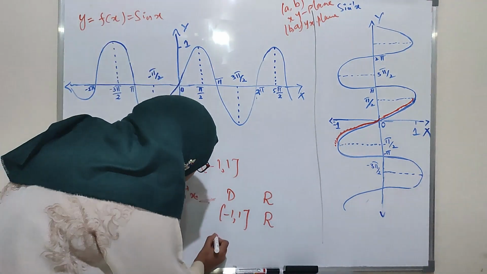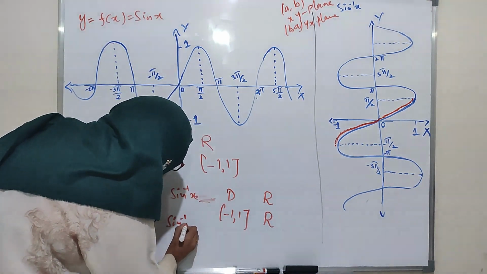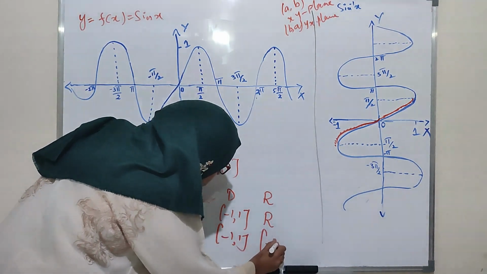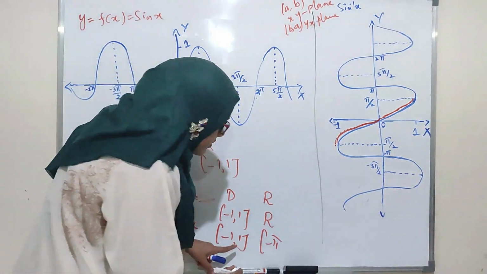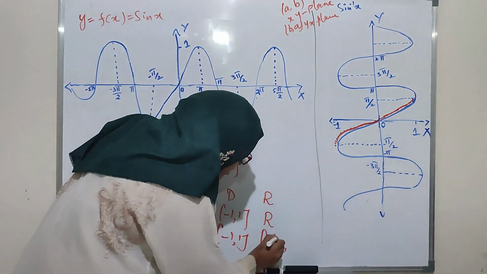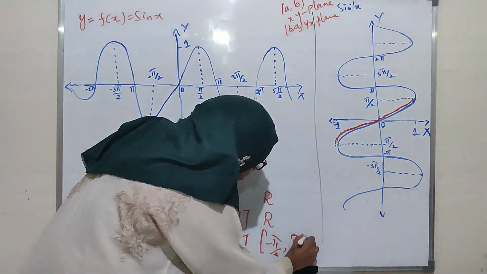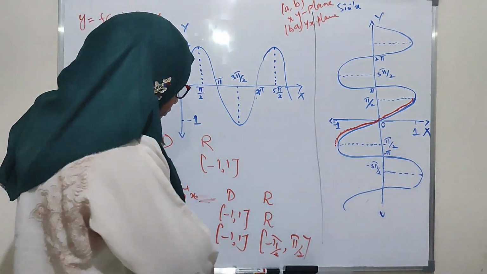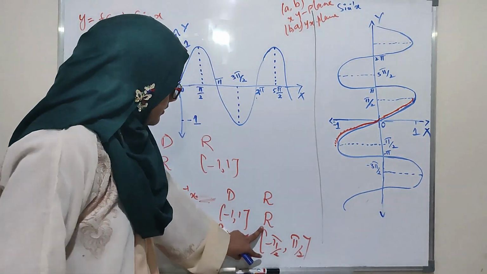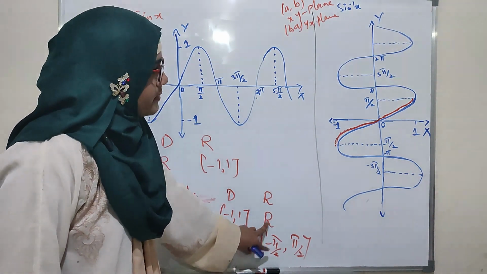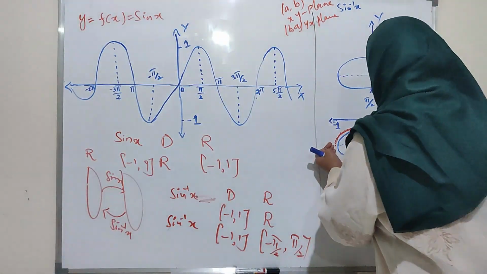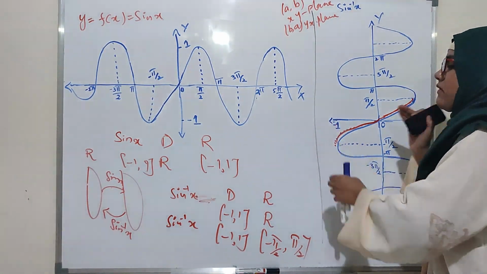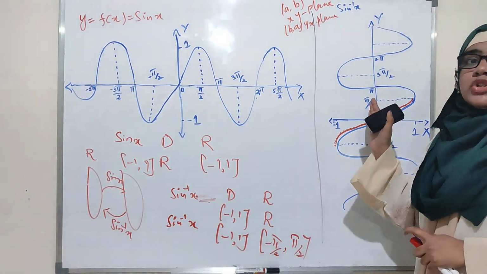Then for sin inverse of x, the domain is -1 to +1, and the range is -π/2 to +π/2 closed interval, meaning including minus and plus π/2. Okay, so by taking these values, we have made the restriction. We have taken fixed values in the range and domain. We have made this function one-one.